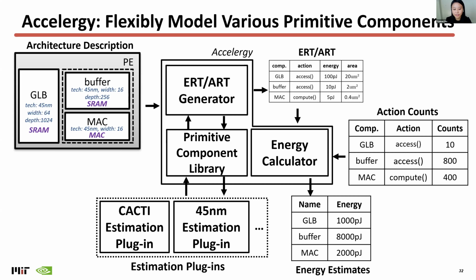One is the Cacti estimation plugin that performs the SRAM and cache energy estimation, and the other is the 45 nanometer estimation plugin, which supports various types of arithmetic units as well as some memory components. So this basically shows a high-level structure of Accelergy's modeling of a simple architecture.